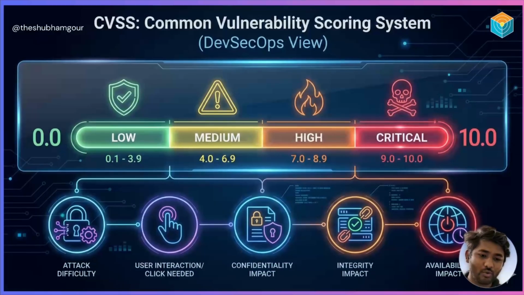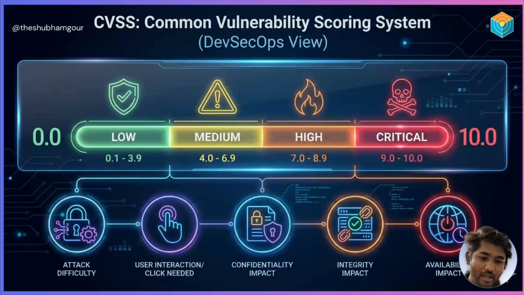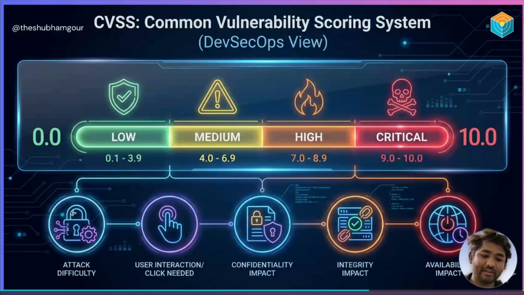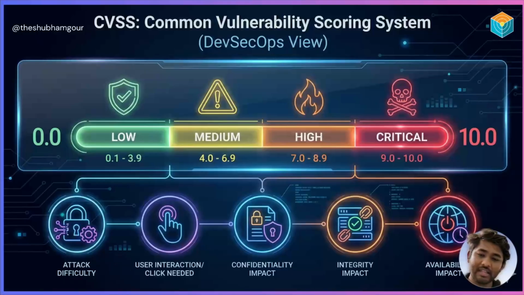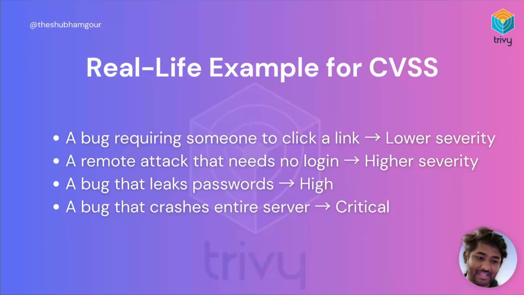If you want to understand the scoring pattern, this visual will help you. Low is 0.1 to 3.9, based on attack difficulty, user interaction, confidentiality impact, integrity impact, and availability impact. Based on these factors it gives the CVSS score. What is the CVSS score? CVSS stands for Common Vulnerability Scoring System. Now in order to understand this scoring pattern, let us take one example that will give us an idea on what basis it gives low, medium, high, and critical severity.